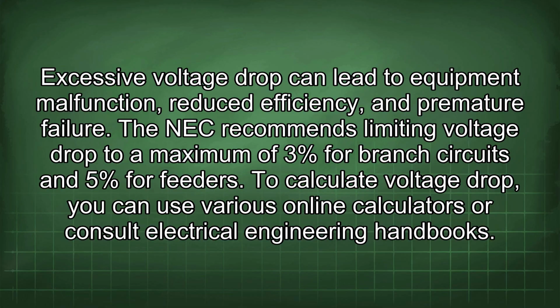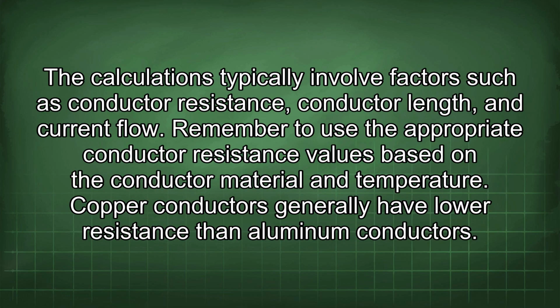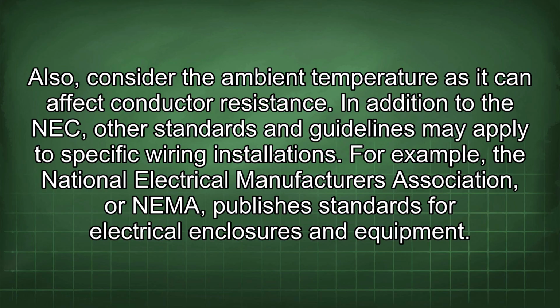To calculate voltage drop, you can use various online calculators or consult electrical engineering handbooks. The calculations typically involve factors such as conductor resistance, conductor length, and current flow. Remember to use the appropriate conductor resistance values based on the conductor material and temperature. Copper conductors generally have lower resistance than aluminum conductors. Also, consider the ambient temperature as it can affect conductor resistance.